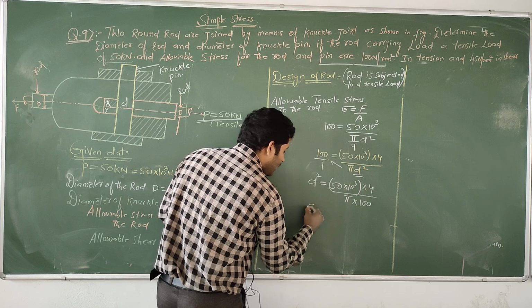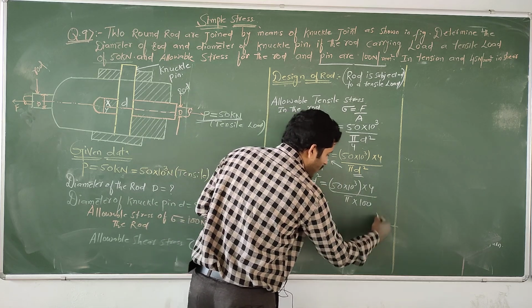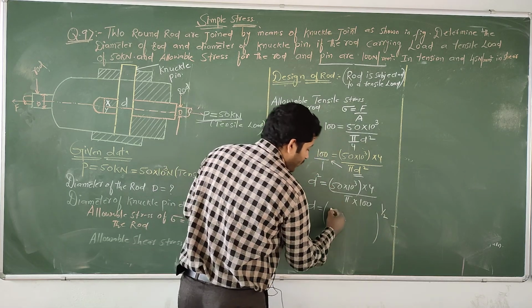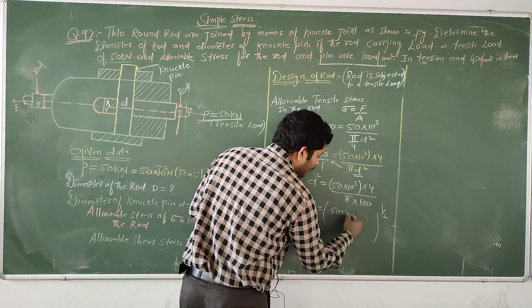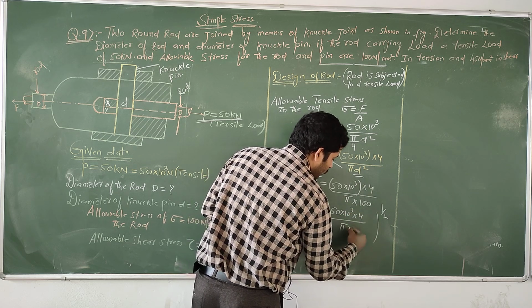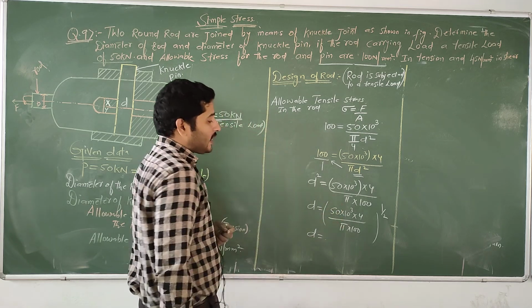Okay. Then d equal to, if we remove the square, it becomes a power of 1 by 2. Is it right? Then d equals 50 into 10 power of 3 into 4 by pi into 100, all to the power 1 by 2. Then you will get the answer.